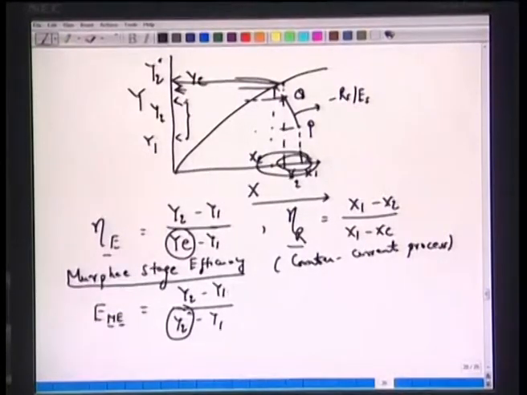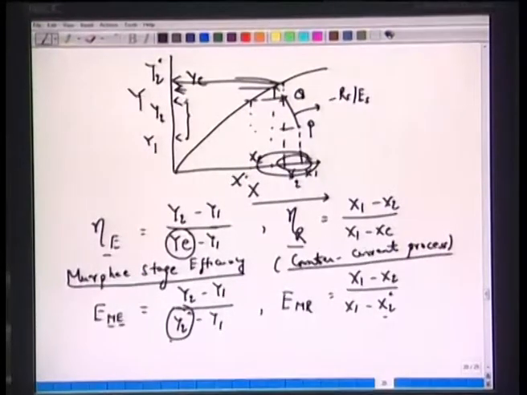phase at y2 star. Similarly, we can have EMR as x1 minus x2, and we can have x1 minus x2 star. So given this y2, the maximum we can have in the bulk phase is x star. Of course, you will notice that this definition is applicable only for counter current process. For co-current it doesn't make any sense, because we can never achieve more than ye or xe. So that's why we noted that this Murphree stage efficiency is applicable for counter current process.